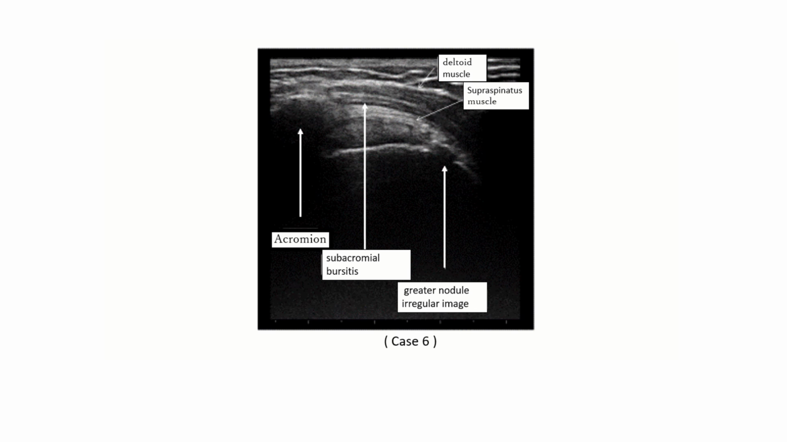Damage to the deltoid muscle, subacromial bursitis, and an irregular image of the bone surface of the greater tubercle, which is the attachment of the supraspinatus muscle, can be observed. This part may also be supraacromial bursitis.